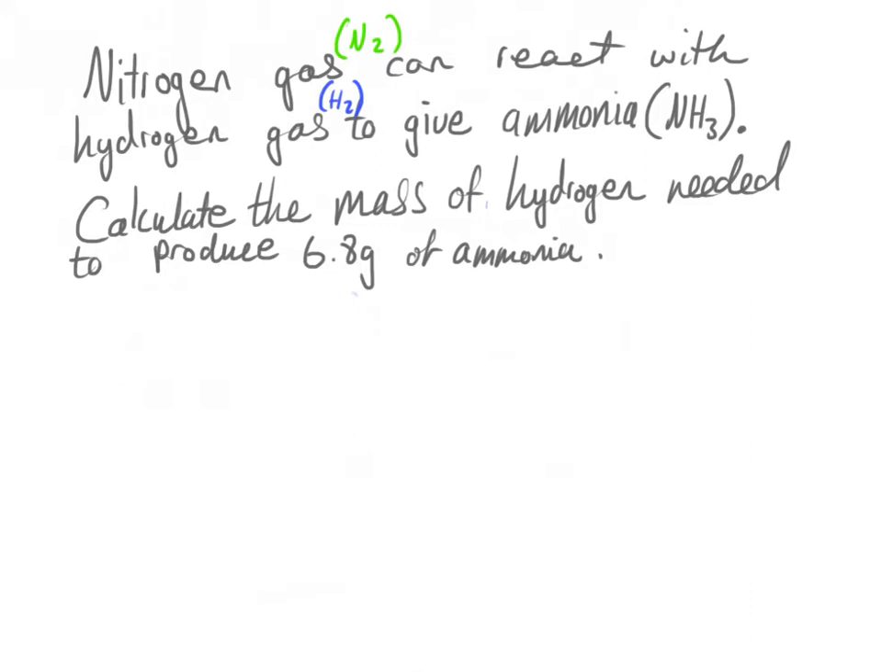Okay, in this video I'm going to be going through another example of how you can use stoichiometry to work out the mass of something given another mass. And in this case, what we're trying to work out is the mass of a reactant given the mass of the product produced. So we're going to use molar ratios and the periodic table to work this out.